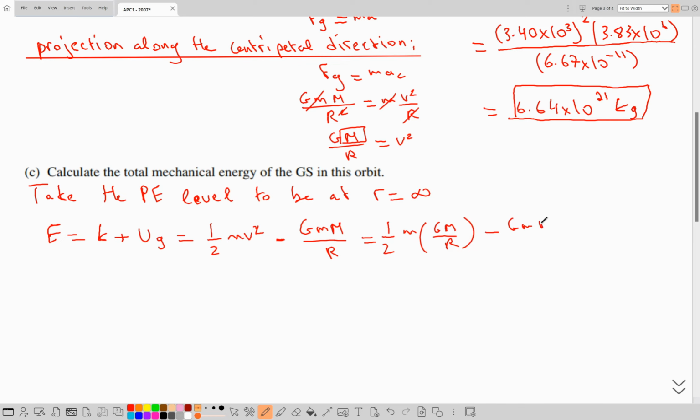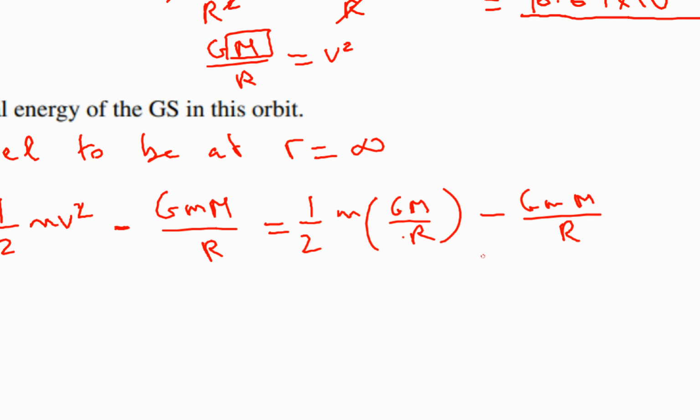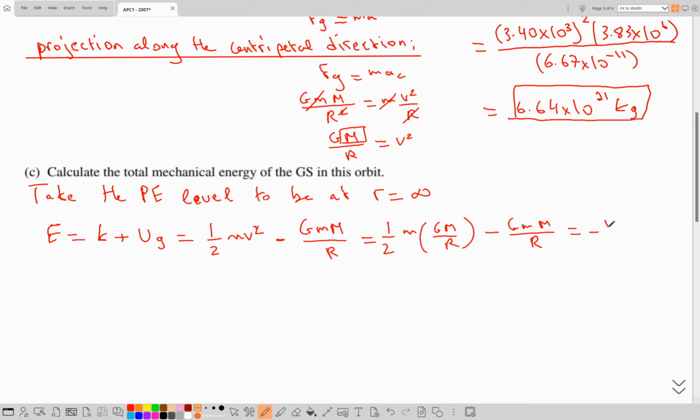Minus GMm divided by r. Notice that here we can factor out GMm divided by r, and we would have half minus 1, so that would be minus half GMm divided by r. Although I'm repeating again, this step is not important.